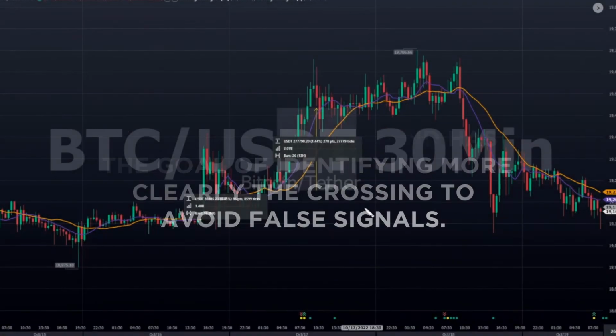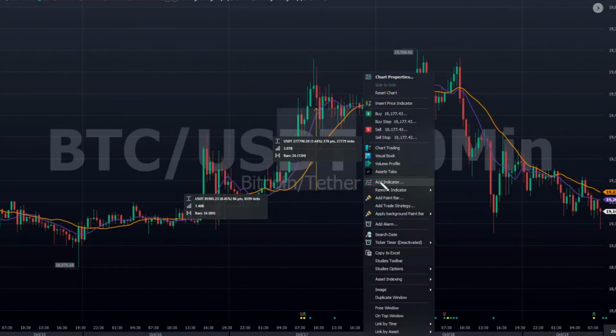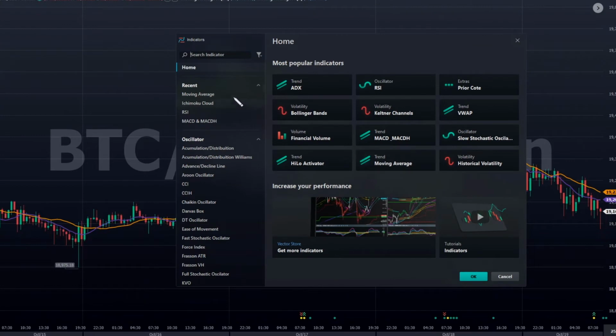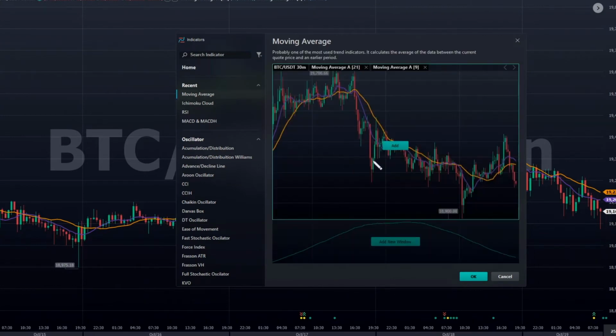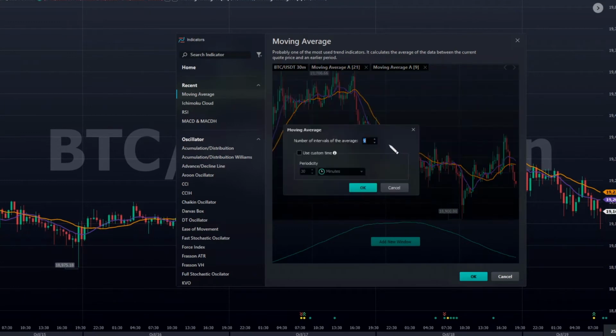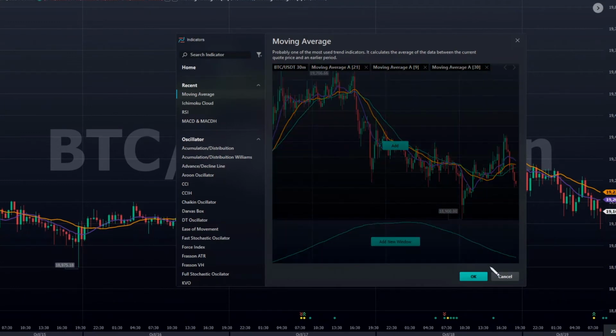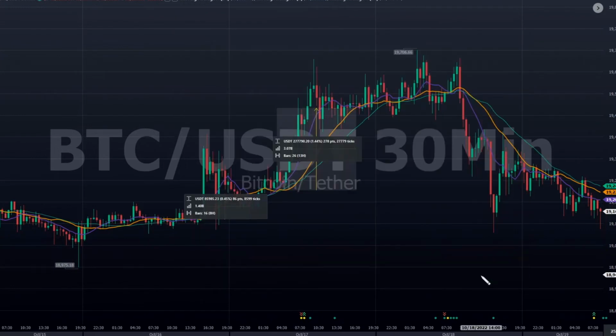To use this setup, let's insert one more average in our chart. The way to do it is the same as before: insert indicator and then search for moving average. But this time we'll add a 30-period moving average, which is calculated based on the closing price of the last 30 periods. Let's change its color, and then change its thickness.